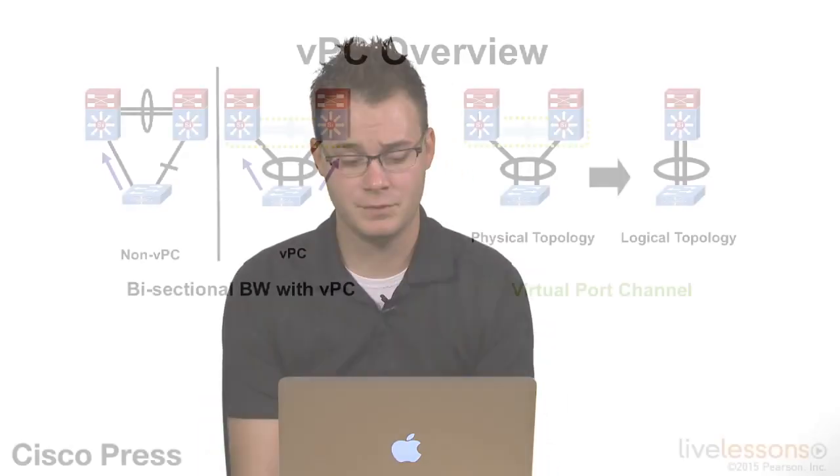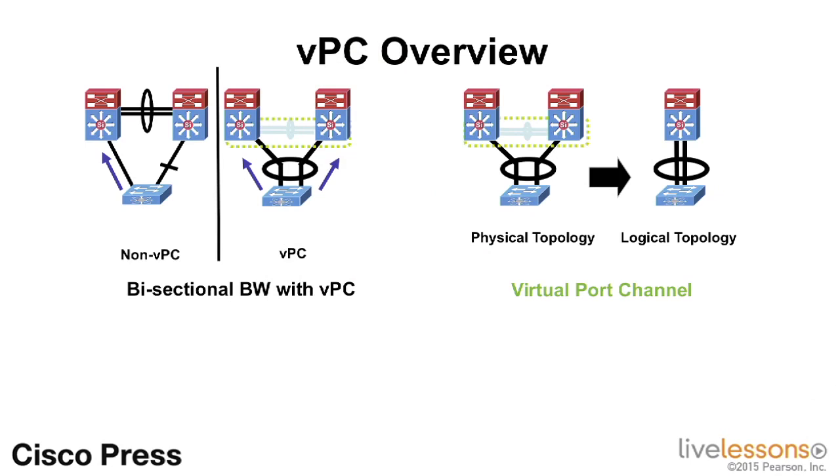So let's start with an overview of virtual port channels, or VPC. You'll see in the illustration on the left that before VPC, with a typical spanning tree type deployment, we would have traditionally been blocking on one of our uplinks. What VPC allows us to do is logically create a topology where the two switches from a data plane standpoint act as one.